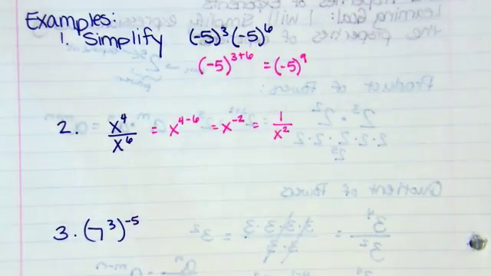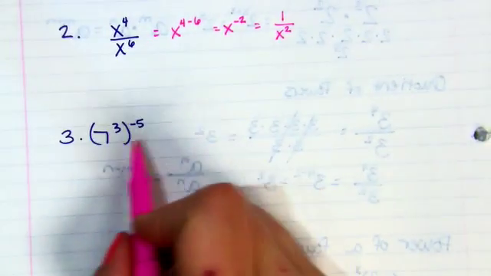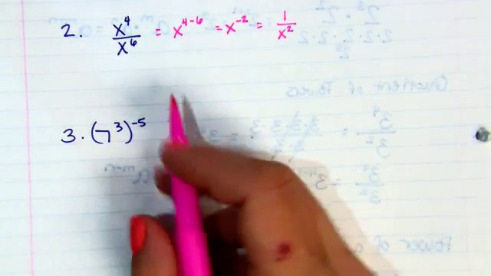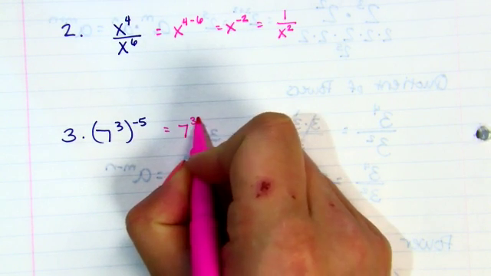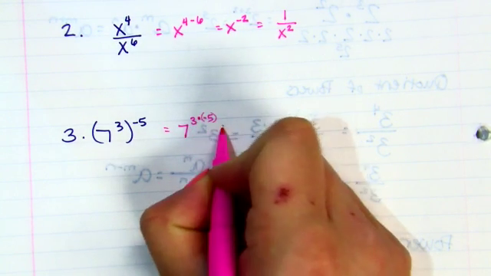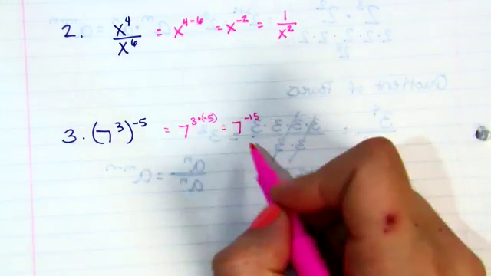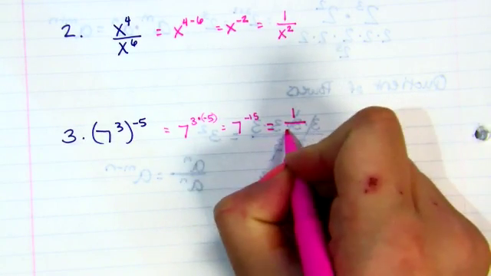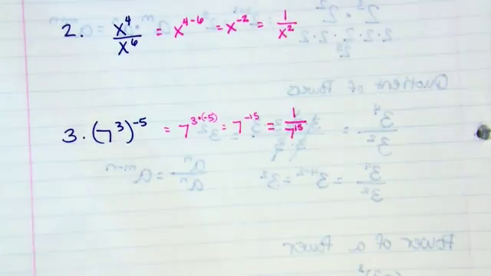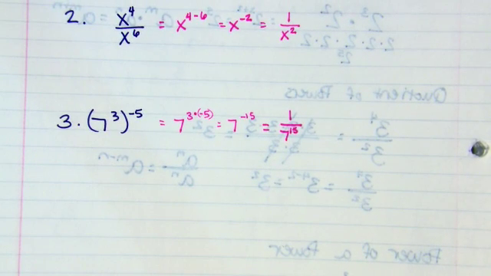And then finally, I have 7 cubed to the negative 5th power. So that means 7 to the 3 times negative 5. And I get 7 to the negative 15th. Again, this is kind of simplified, but I do have a negative exponent, so I need to take the reciprocal and make the exponent positive. So these are all some pretty simple versions of what you will see.